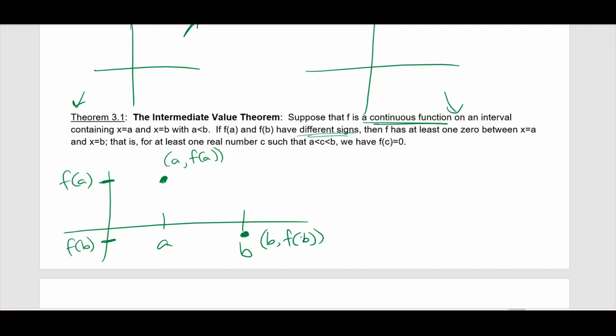Okay, so if these things have different signs and it's smooth and continuous, let's just stop right there. If it's smooth and continuous, that means that there has to be a line or a curve connecting these 2 points. And we don't know what it looks like. Maybe it looks like this, or maybe it looks like this, or maybe, I don't know, like this. But no matter what, if I'm going to draw a line that connects those 2 points, it's got to touch the x-axis, right?